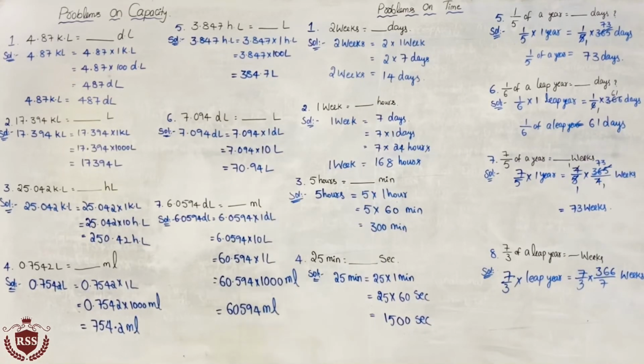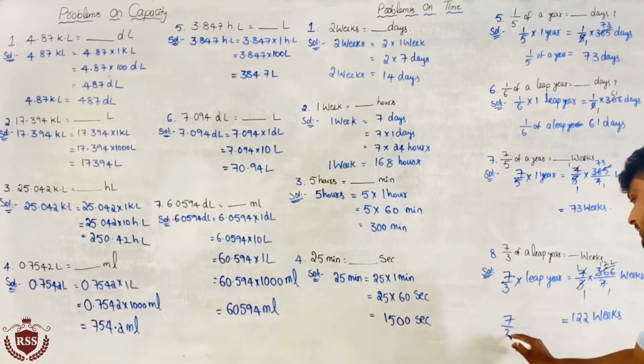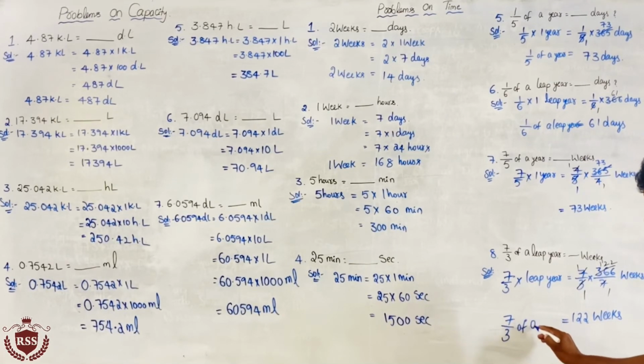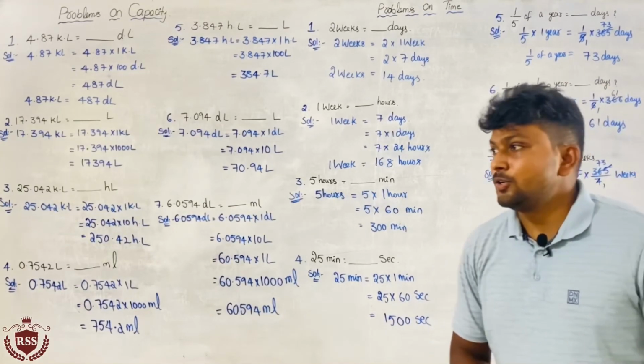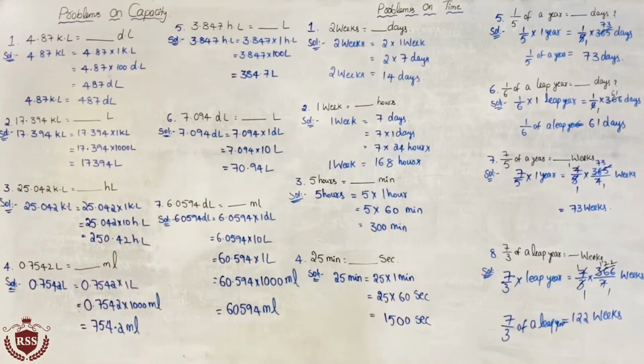Simply we have to divide by 7. So here the 7s will be cancelled. 3 1s are 3, 3 2s are 6. So there are 122 weeks for 7 by 3 of a leap year. 122 weeks are there.